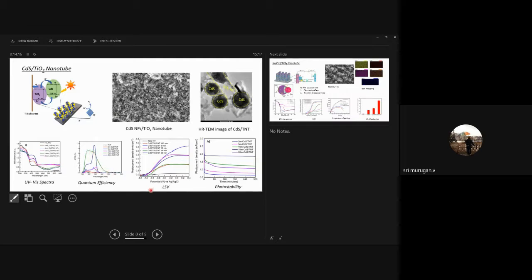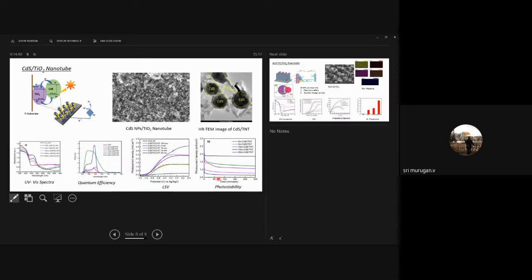Okay. So from linear sweep voltammetry, we can see how much current is produced if you vary the voltage. For TiO2 it is very low. So if you increase the electrodeposition of CdS particles on the TiO2 nanotube, the current density is also increasing.